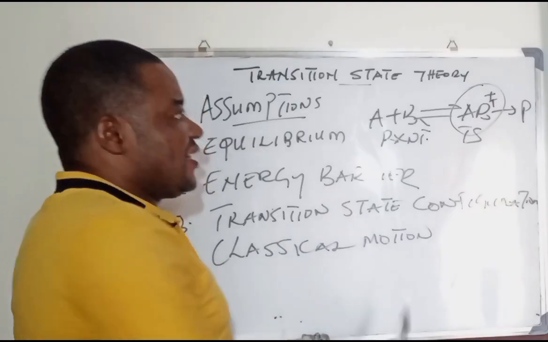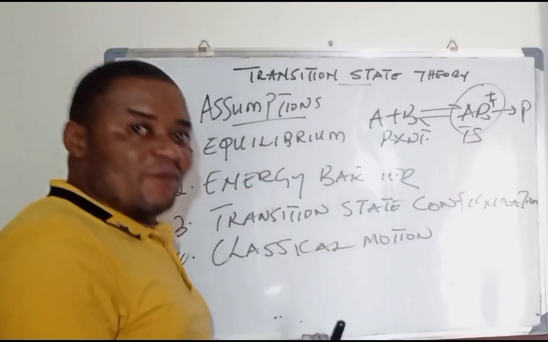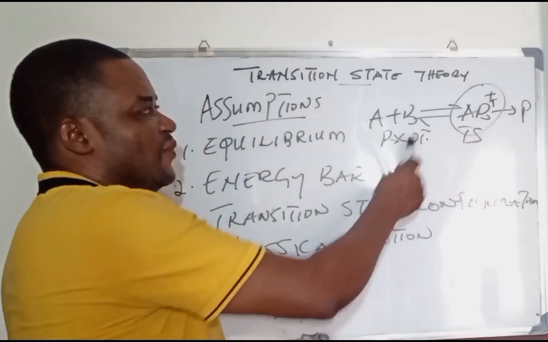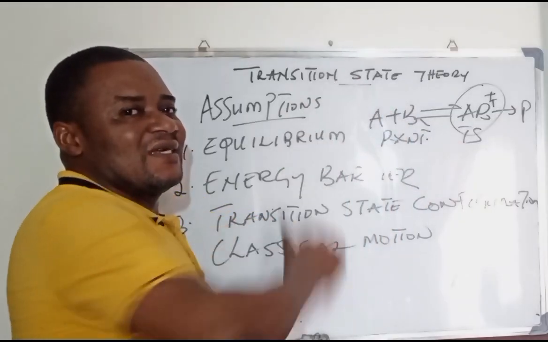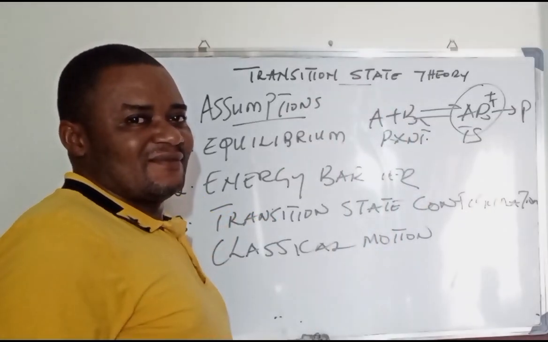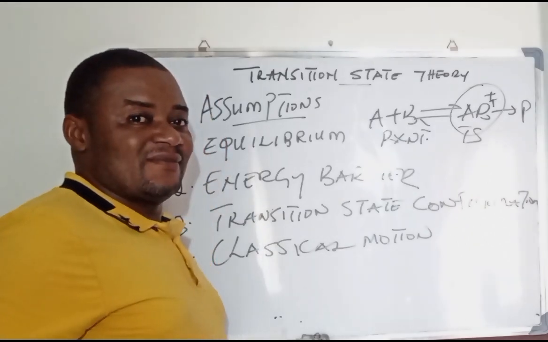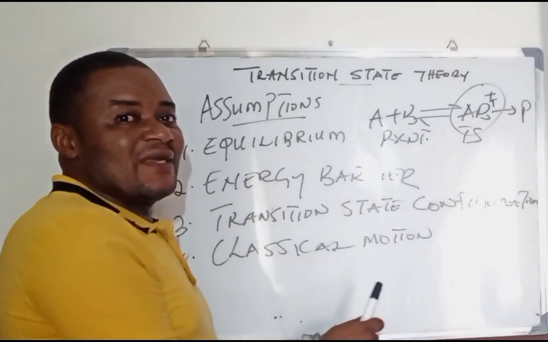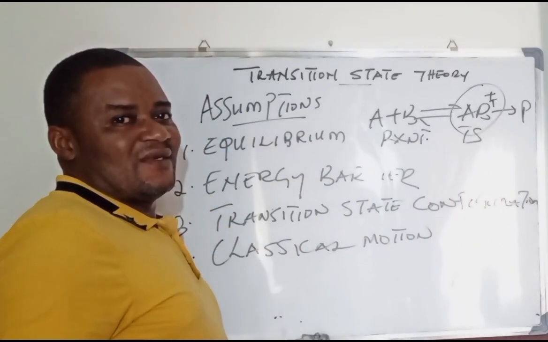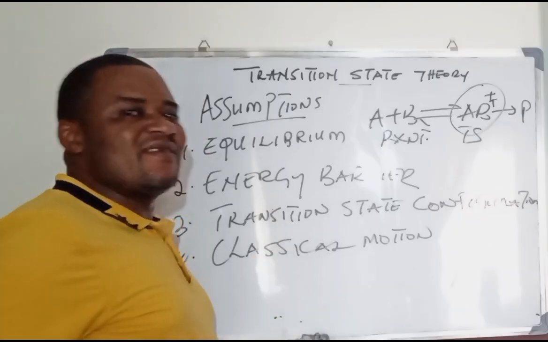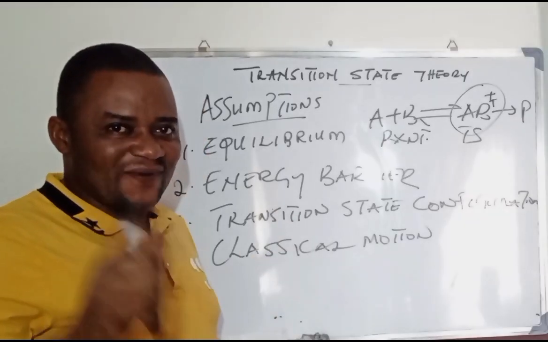As it forms, it produces a product. It decomposes to maintain the equilibrium between the reactant and what? And the transition state. Without that formation and decomposition to maintain this equilibrium, there is no way you have product formed in any chemical reaction. That is number one.